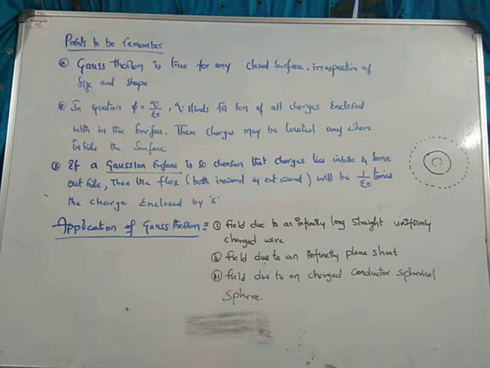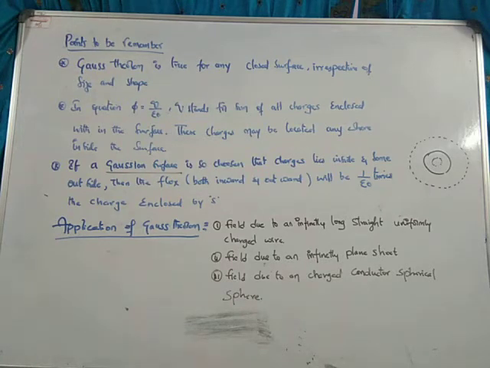So inward and outward: inward direction means negative charge, outward direction means positive charge. The flux will be 1 by epsilon naught times the net charge enclosed by the surface. It will be made clearer in the example, so we have to remember these points.